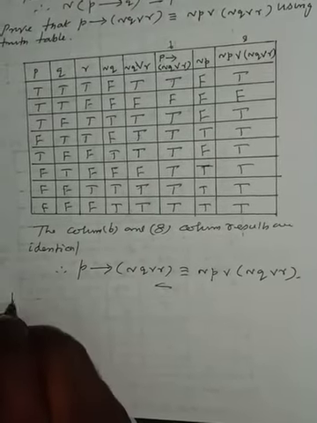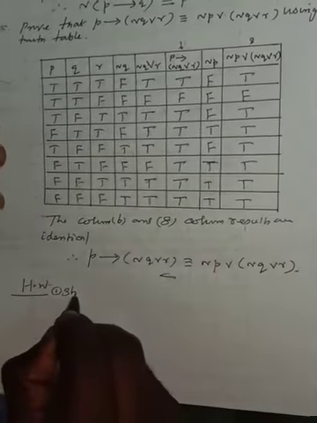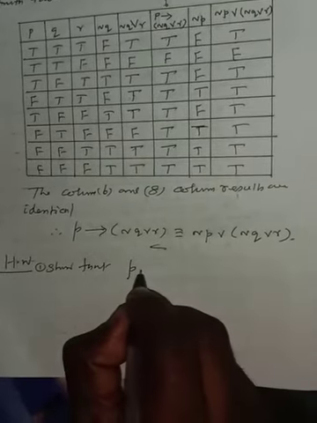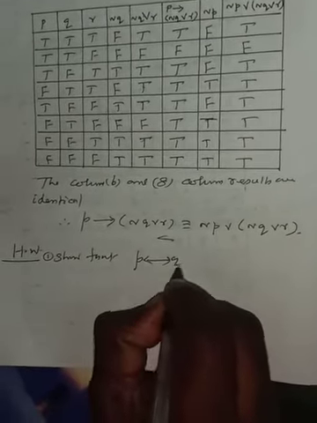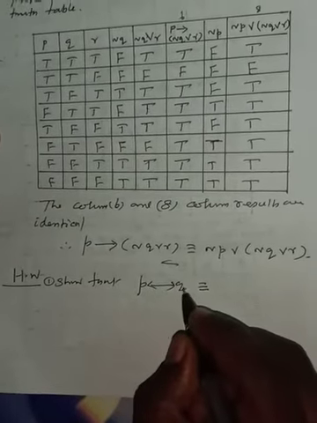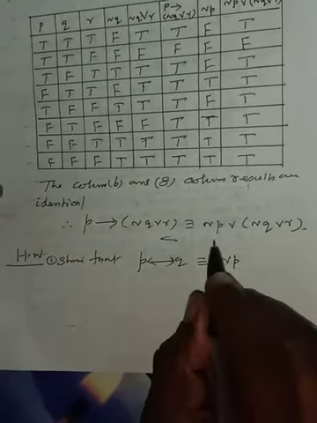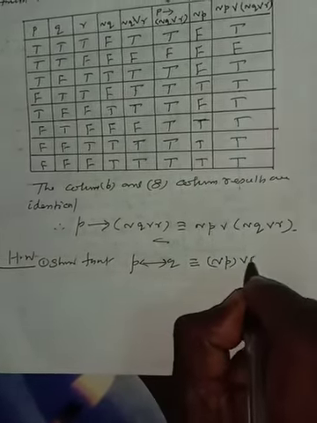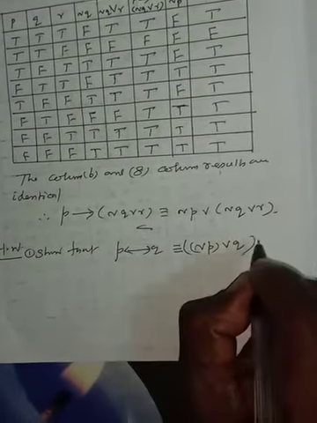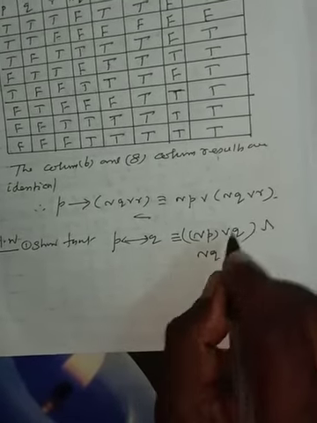The homework number 1: P implies and implied by Q is equivalent to negation of P or Q, and negation of Q or P.